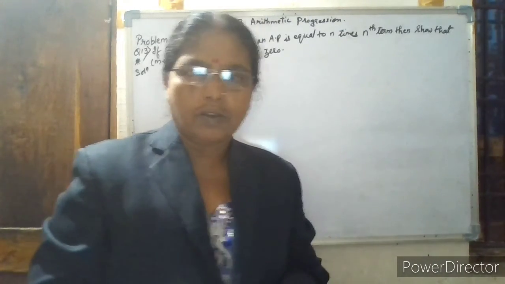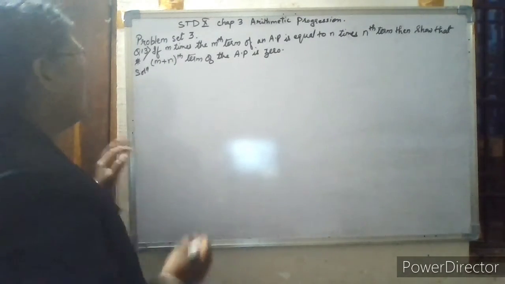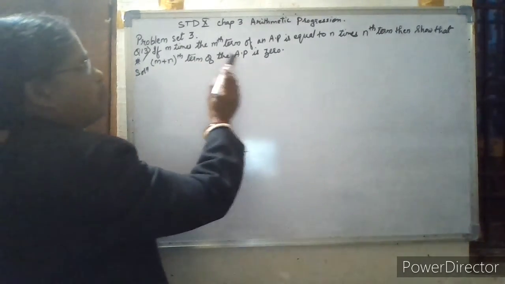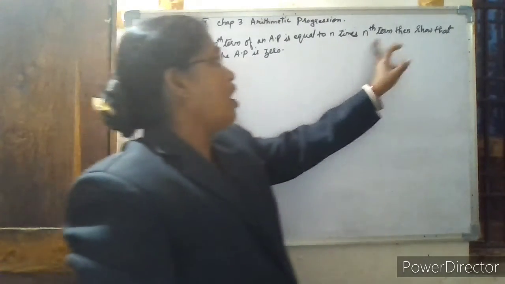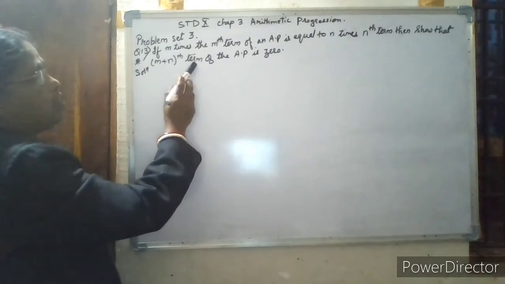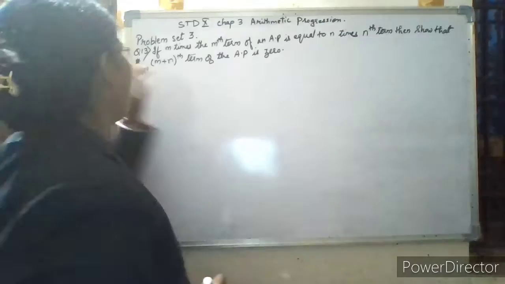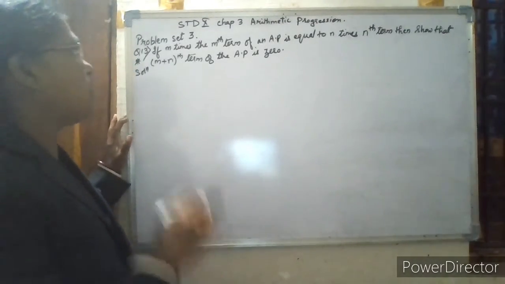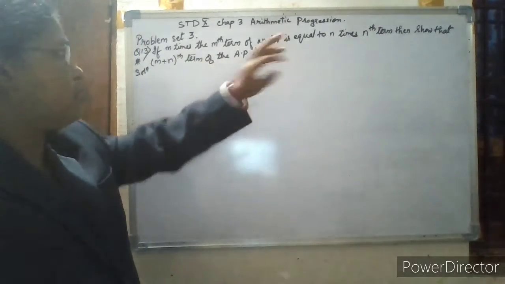Now let us solve the next question, question number 30. It is given that if m times the mth term of an AP is equal to n times the nth term, then show that the m plus nth term of the AP is 0. It is just like the previous question, but the 12th question was based on the sum of terms, and here it is based on the terms of an AP.